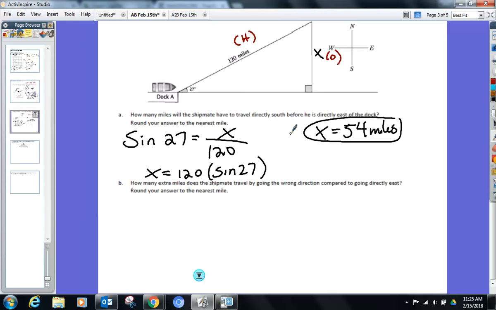All right, help me out. What do I still need to find then? I still need to find how many miles he would have gone if he went directly east. So let's make a decision. I'm going to call on somebody. How could I find that third side, which is adjacent to the 27, since you already know the other two?